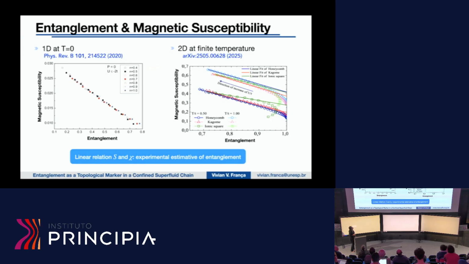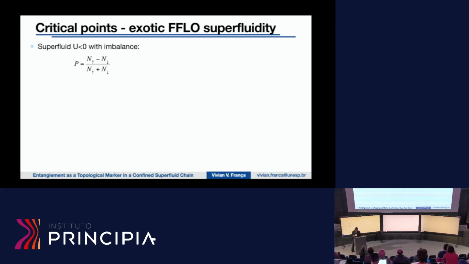More recently, we also tried to do similar work in a repulsive system, with quantum Monte Carlo calculations in collaboration with Teresa Paiva's group, where we found, for different geometries and importantly for finite temperatures, that these quantities, entanglement, single site entanglement and magnetic susceptibility, are related in a very simple way, which is the linear way, right? So in a sense, we would be close to reaching real systems, or trying to talk to experimentalists.